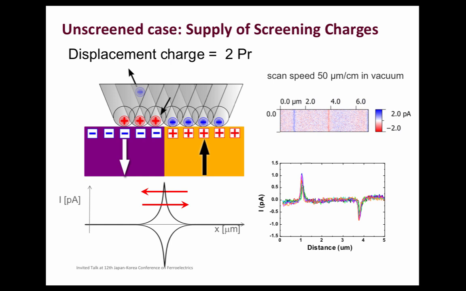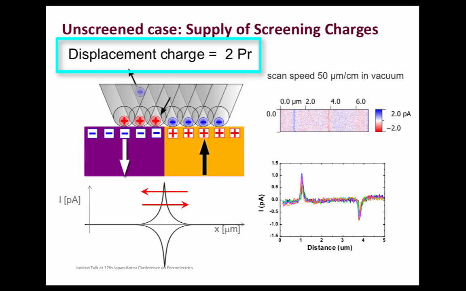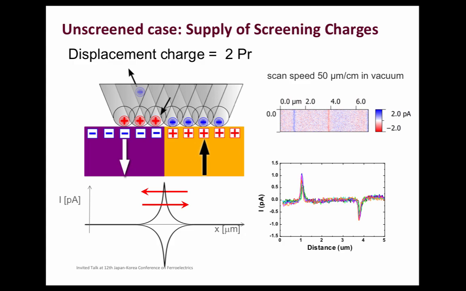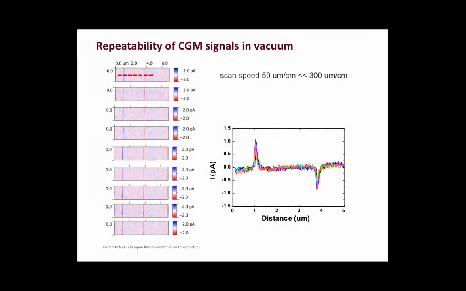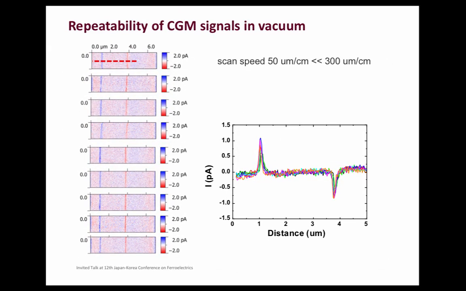So the current that you will see here is also very large, corresponding to 2Pr displacement current. However, you are doing that in space. So we did this careful experiment in vacuum, and as you can see, you can have very clear and repeatable current peaks at the domain boundary, which is also very large and is very reproducible, as you can see in the following slide.